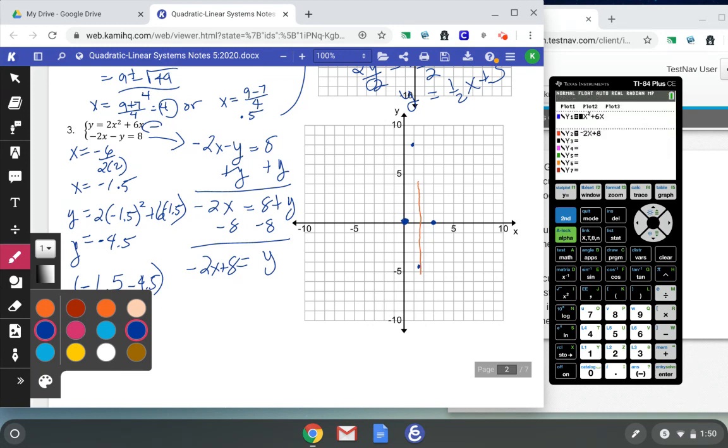Did I type something in wrong? I feel like I did. Y equals 2x squared plus 6x. Oh, I know what I did.